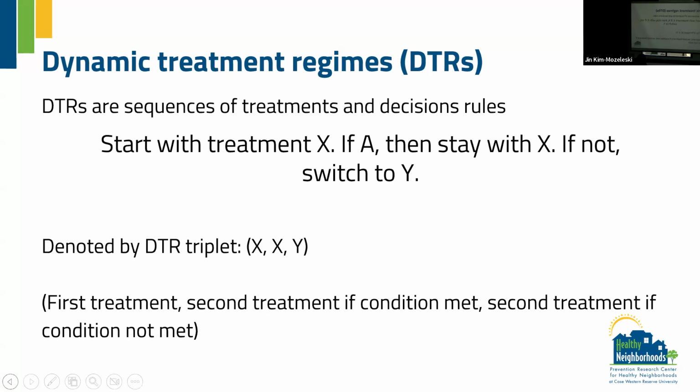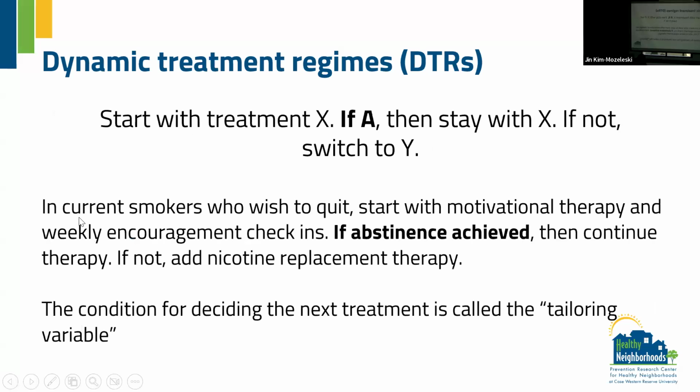So a more concrete example could be in current smokers who wish to quit, start with motivational therapy and weekly encouragement check-ins. If abstinence is achieved, then continue therapy. If not, add nicotine replacement therapy. And so this condition for deciding if you're going to switch to the next treatment, or what the next treatment is, that's called our tailoring variable. So dynamic treatment regimens are sequences of those treatments, the DTR triplet, and then our tailoring variable as well.